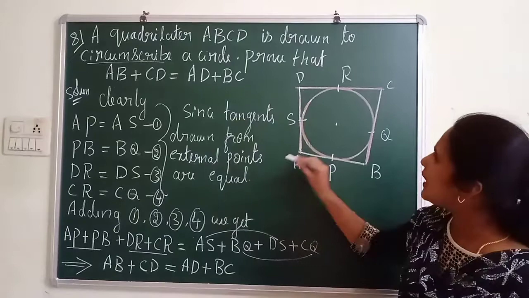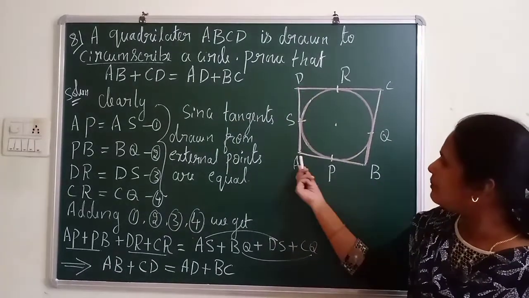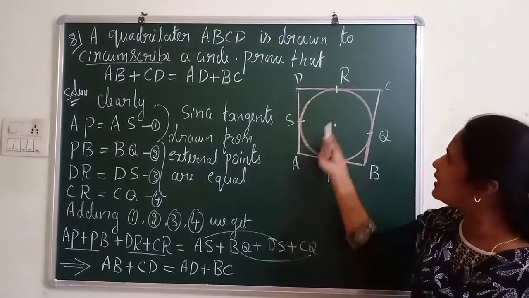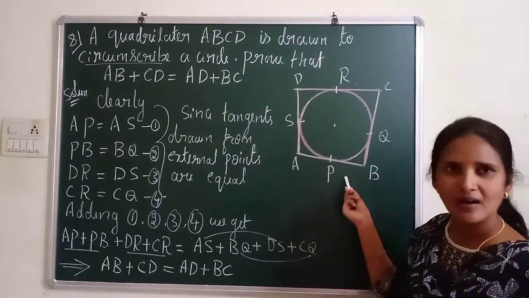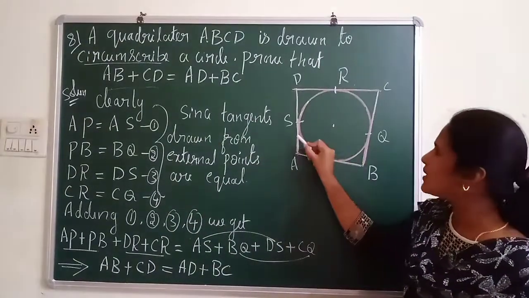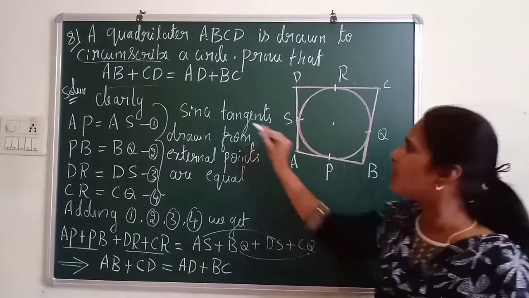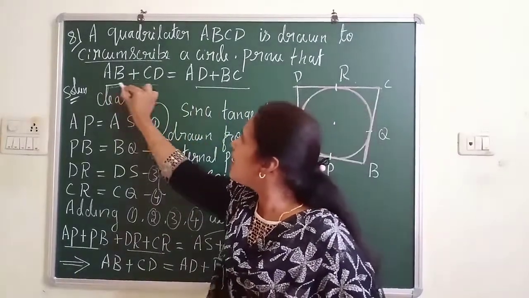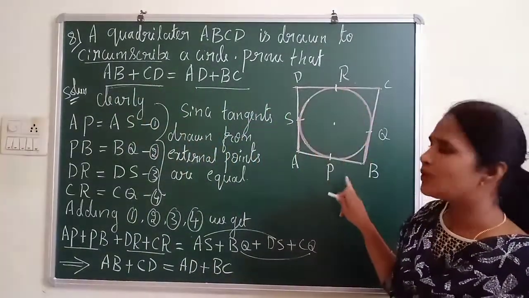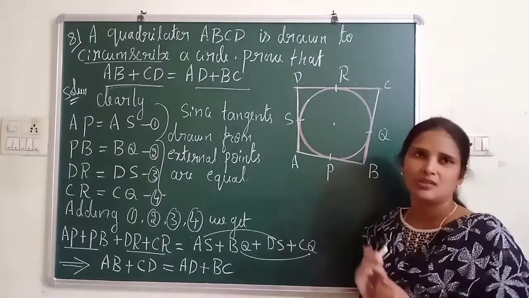And we have to prove that AB plus CD, you can observe AB plus CD, AB and CD are opposite sides of this quadrilateral. You can see they are on the left side. And the other two sides equal AD plus BC. These are opposite sides which are on the right side. So the sum of these two opposite sides is equal to the sum of these two opposite sides. So I need to prove this.